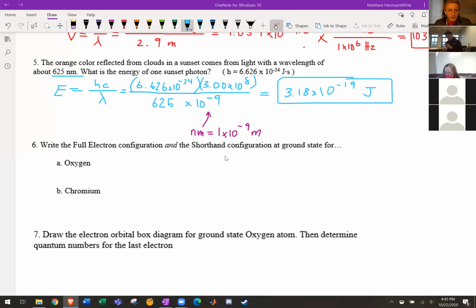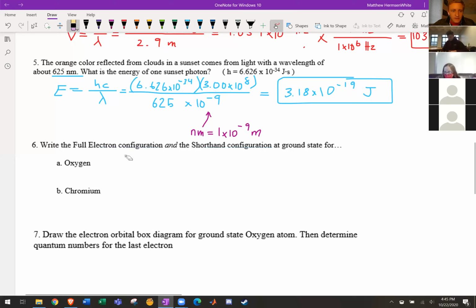Okay, let's begin on number 6. In number 6, we're looking for the full electron configuration and the shorthand configuration. Also, if you didn't check in or put your IOC email in the chat, I would appreciate if you do that so I can record attendance.